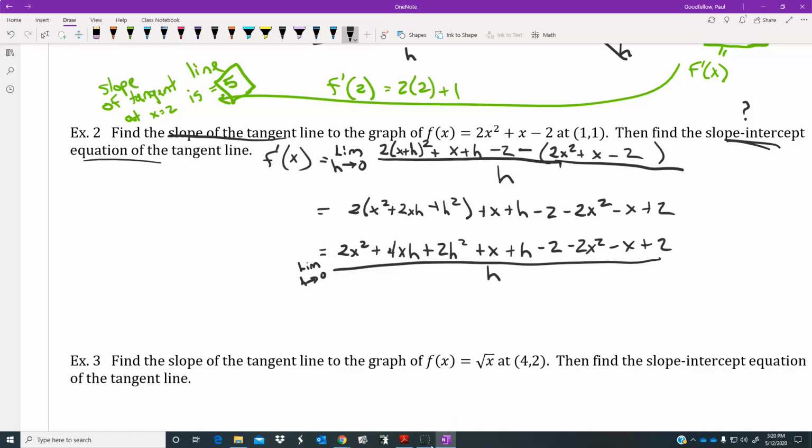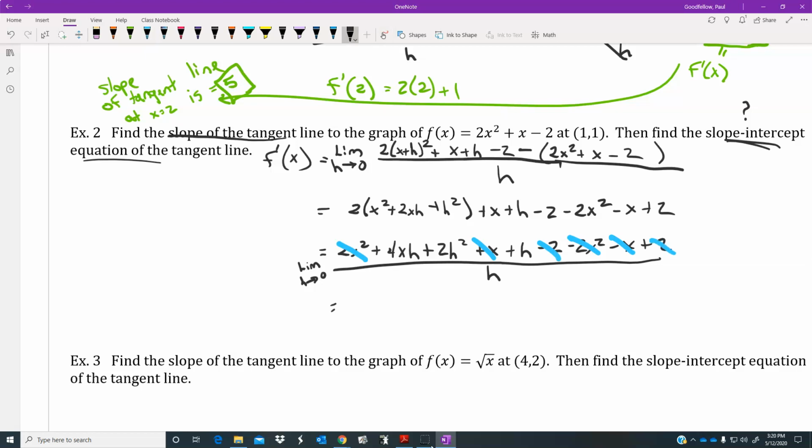I mean, the derivative still doesn't work, but you do get some cancellations. Look, 2x squared, those two are gone. Maybe an x and a negative x. Bye-bye, see you later. Ooh, was there a minus 2 and a plus 2? Bye-bye, see you later. Have a nice day.